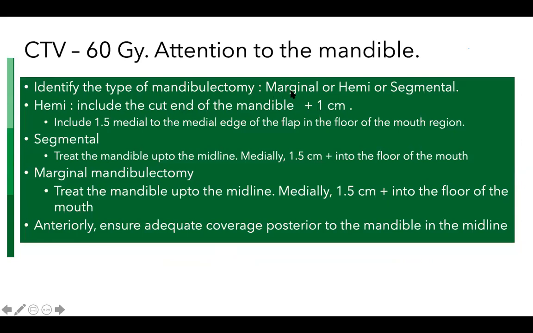So we have to pay attention to how the mandible has been treated. Is it a marginal? Is it hemi? Is it segmental? So in a hemimandibulectomy, we must include the cut end of the mandible plus go another 1 centimeter. We must include 1 to 1.5 centimeter to the medial edge of the flap at the floor of the mouth region.